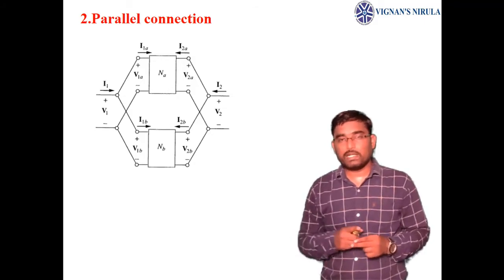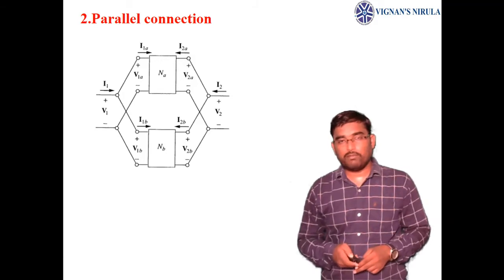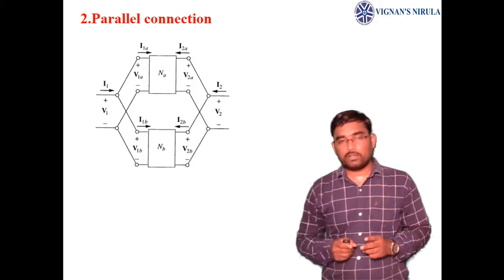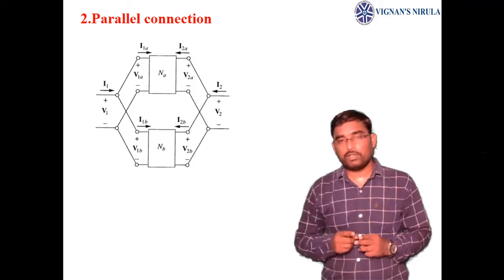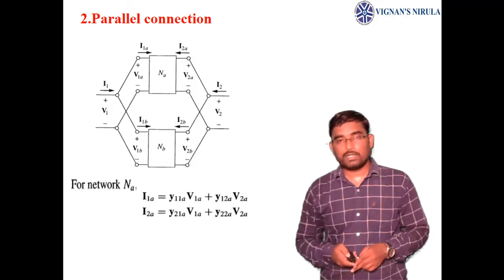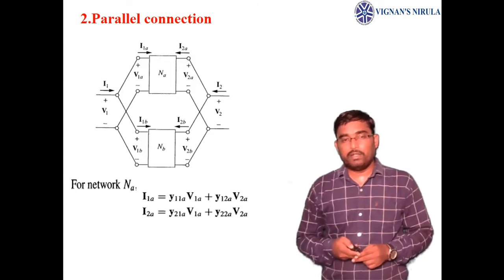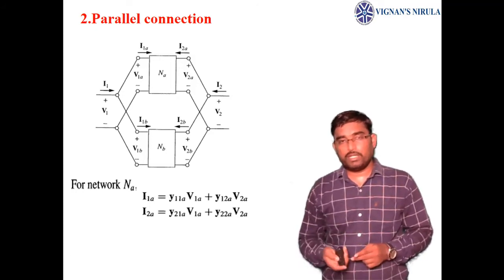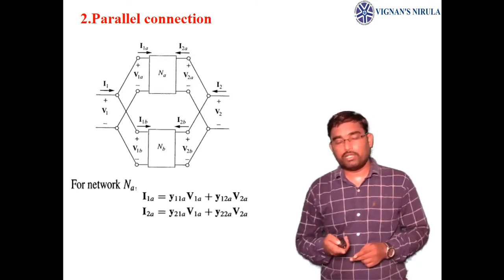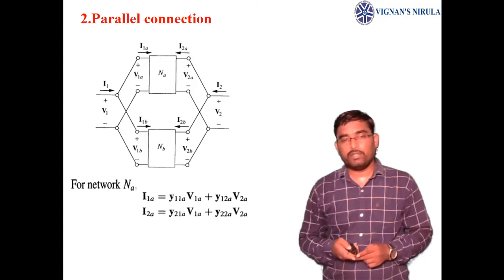And for the overall parallel connected two-port networks, the port 1 variables are V1, I1, and port 2 variables are V2, I2. And in the analysis of parallel connected two-port networks, we will use the Y parameters for the analysis. That is why we are taking the Y parametric equations for the analysis. The Y parametric equations for network A are I1A equals Y11A V1A plus Y12A V2A, and I2A equals Y21A V1A plus Y22A V2A.